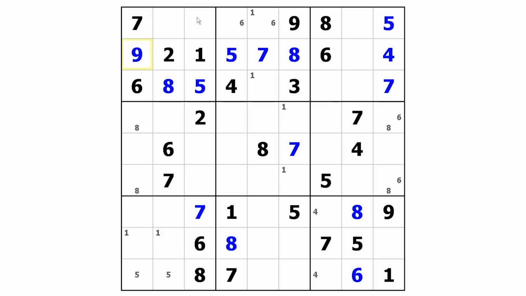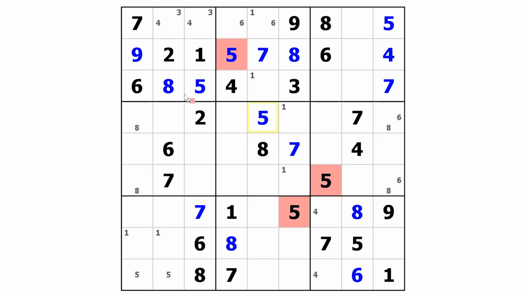And now you can see there are only 2 cells left in block 1, so they must be 4 and 3. That is a naked pair. And then, because of these 3 5s, we can put a 5 in this cell right there. That is the solution to that cell.